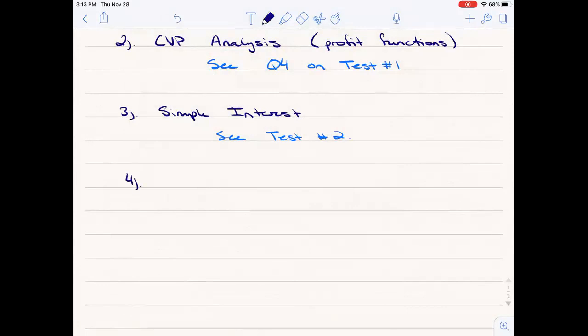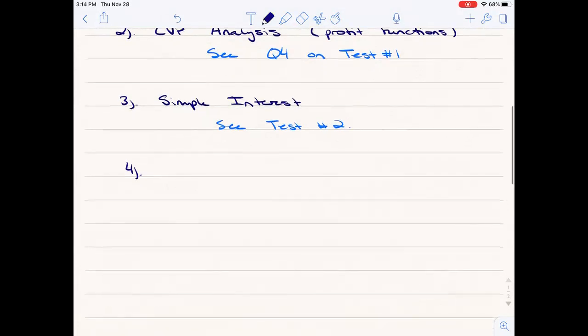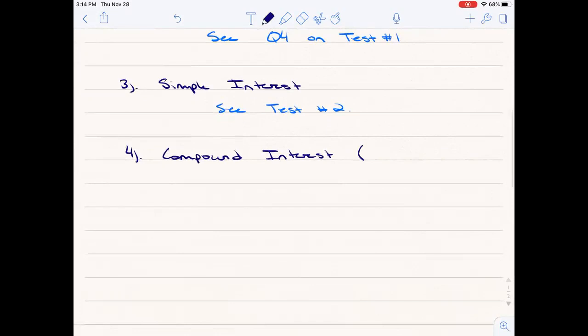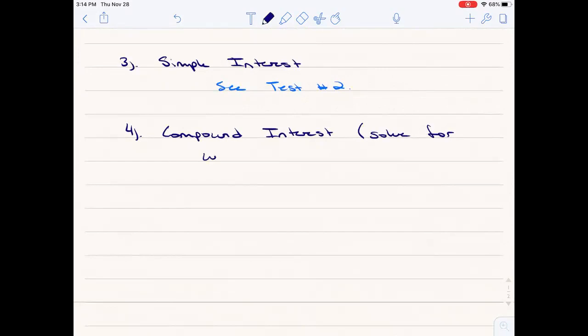So then the 4th part is going to be compound interest, and to specify, you're going to be solving for some unknown payment amount. Okay. And so compound interest, solve for unknown payment amounts.